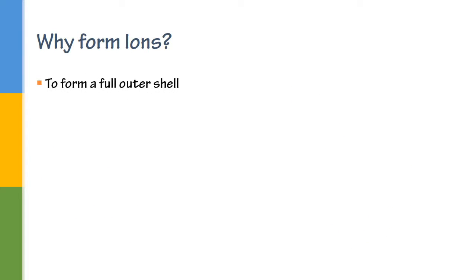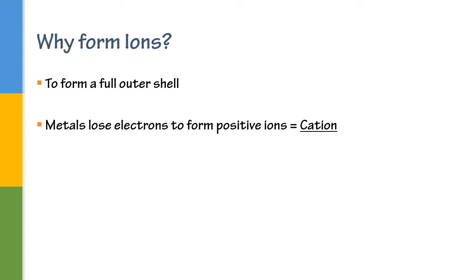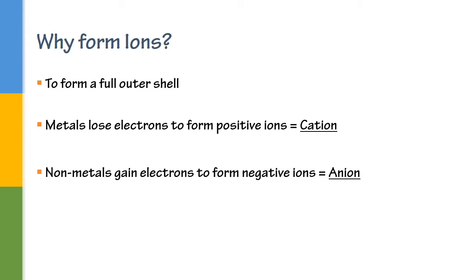So why would elements form ions? Essentially, they want to form an ion to get a full outer shell. If you remember correctly, the group on the very right-hand side of the periodic table are called the noble gases. They are very unreactive, and every element would like to have a configuration just like them. So to do that, they will lose or gain electrons to form ions. Metals will lose electrons in order to form positive ions, which are called cations, whereas nonmetals will gain electrons to form negative ions, which are called anions.